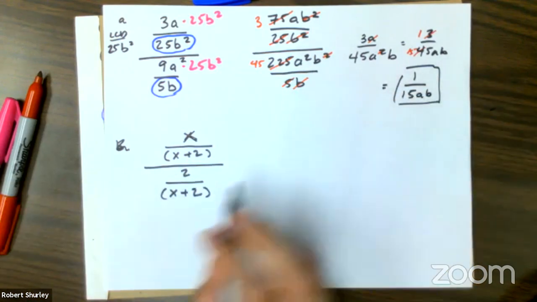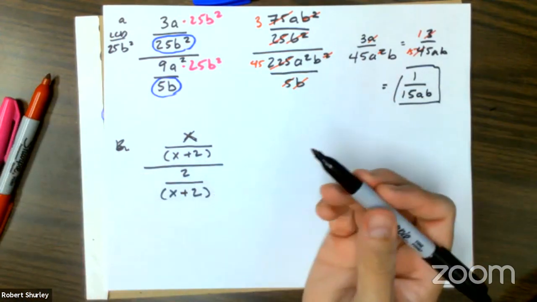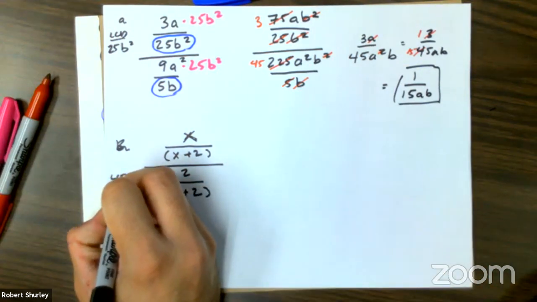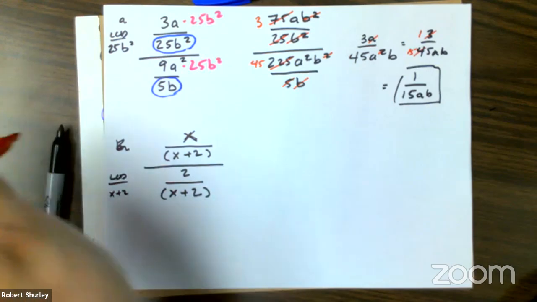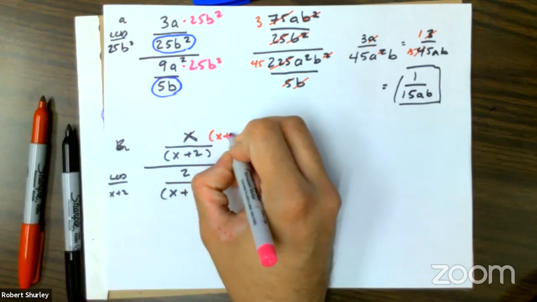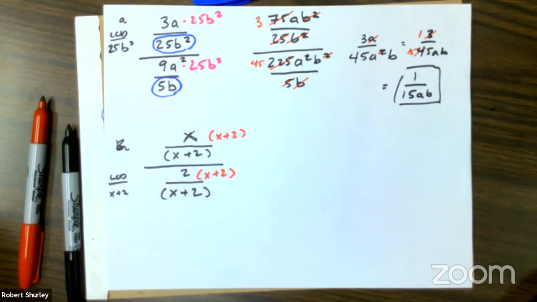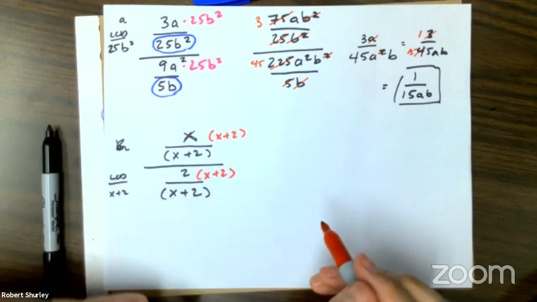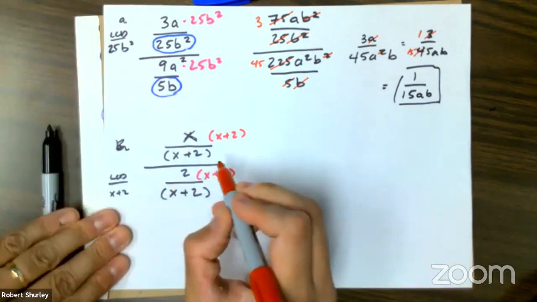They don't cancel. So for this one, the LCD is really simple, actually. Both the denominators are the exact same. So the LCD is going to be x plus 2, okay? So I'm going to multiply x plus 2 on top and bottom, okay? So I multiplied x plus 2 on top and bottom. And then because this one is this simple, it just cancels.